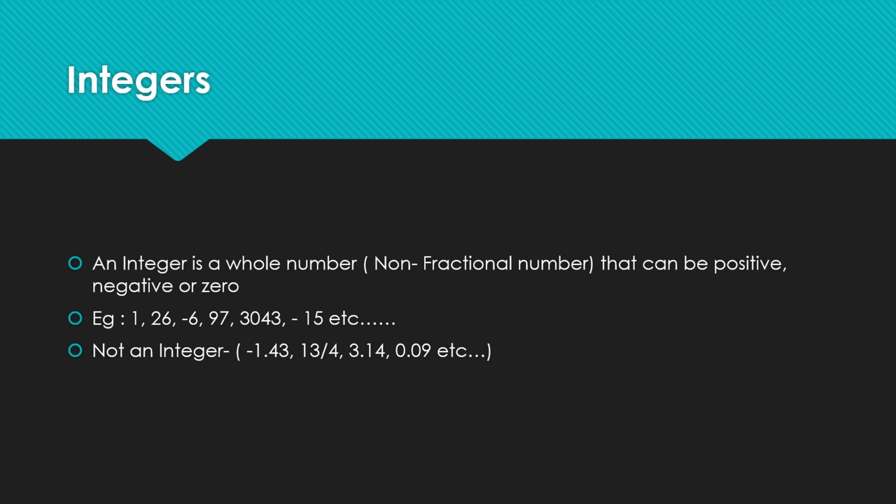See, minus 1.43 is nothing but minus 143 divided by 100. 13 by 4 is a fractional number, so it is not an integer. 3.14 is not an integer because it is a fractional number, which comes as 314 divided by 100. Then 0.09 is also not an integer because it is 9 by 100. I hope you understand about these integers.